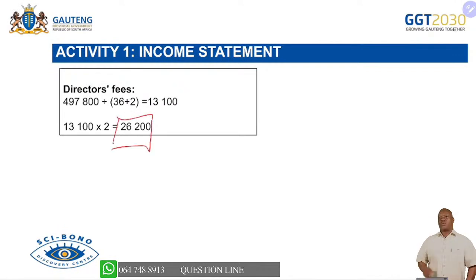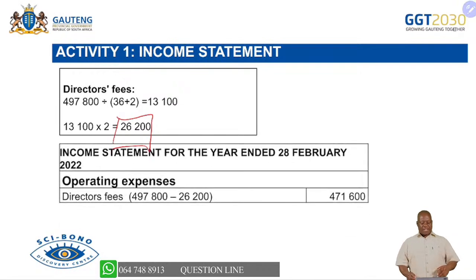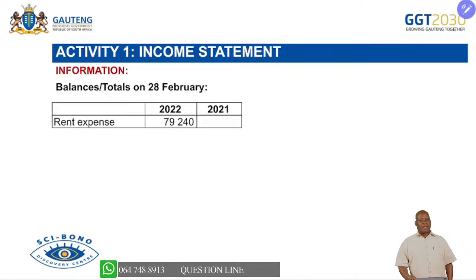So I think we are together here. We overpaid directors by 26,200. How is this going to be presented in our income statement? Under operating expenses, directors' fees, 497,800 minus those 2 months, 26,200. There we are. Done. Dusted. I think we are still on the same page, guys. Let's move on in the interest of time.